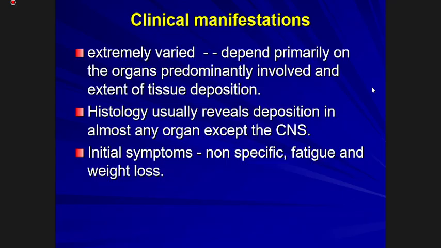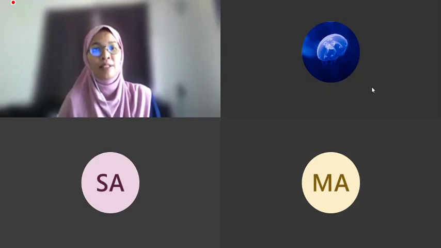Okay. So clinical manifestations can vary depending on the organs that are involved and the extent of deposition of this protein in the tissue. You can see it in almost any organ. If you do microscopy histology, you can reveal deposition in almost any organ if it's systemic, except for the CNS.